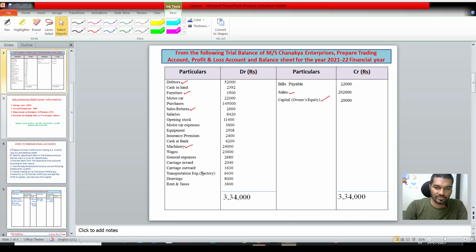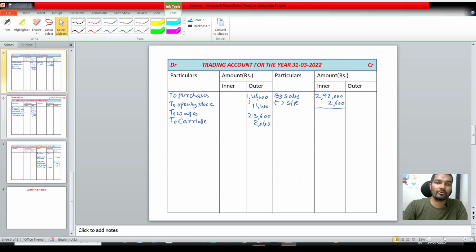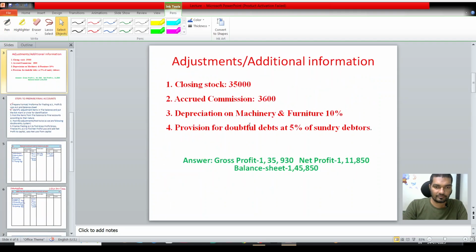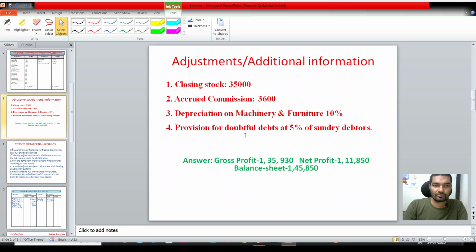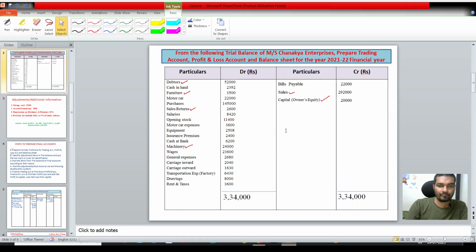Here clearly mentioned factory means trading account debit side. So trading account debit side, to transportation expenses, 6430. No adjustment for that, directly we can show it in the outer column.